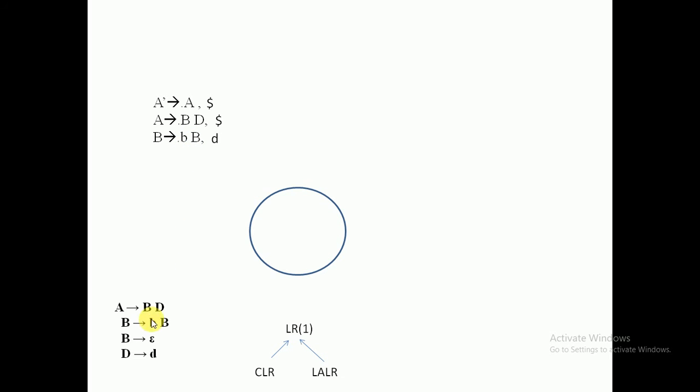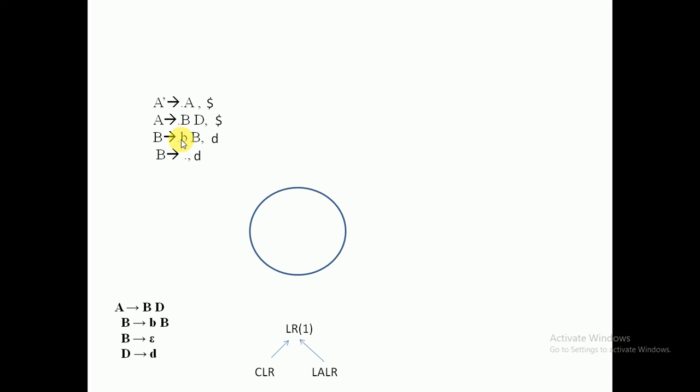Then what is the next closure? The next closure is B derives epsilon. Epsilon is nothing but there is no symbol available, so simply you have to take the dot. And for this B you are writing this closure. For this B the lookahead becomes a D, so that D also you have to write here. So first A is completed, next B is also completed.